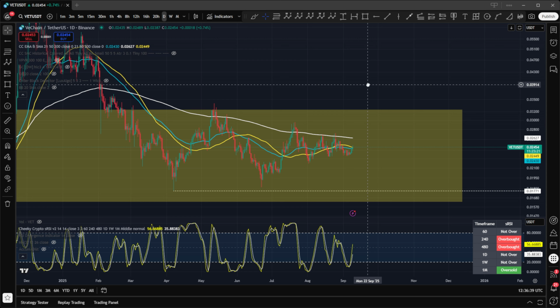month. As I get into this, let's take a look at VeChain's VET token. So here we have VET or VeChain paired up with USDT. We're on the 1-day Binance chart here. And well, we can see some pretty interesting things.